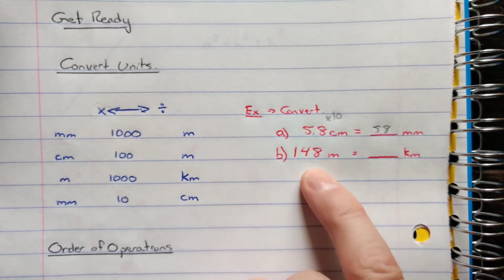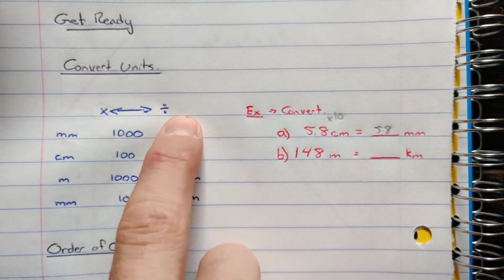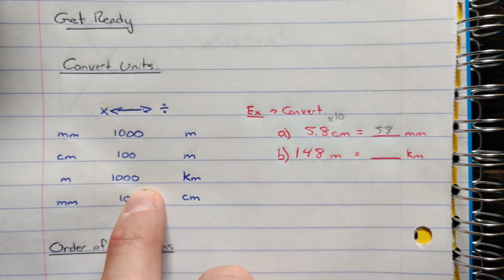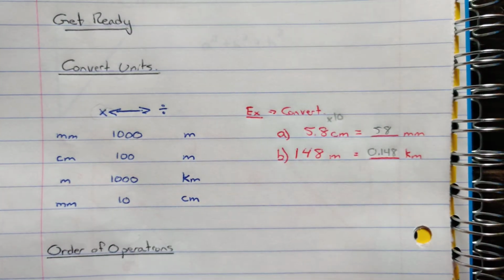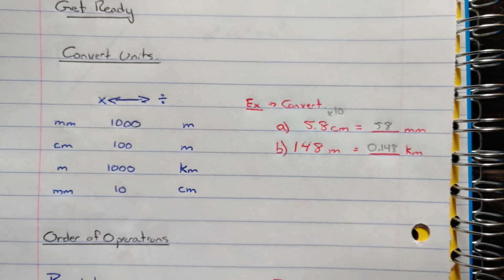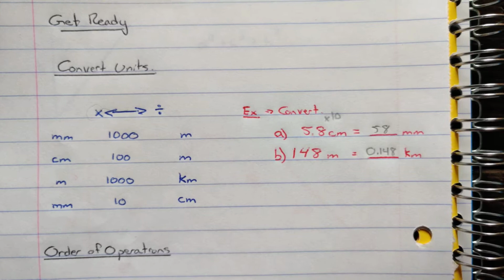And in the next case, we're going from 148 meters to kilometers. So we're going this way, divide, going this way, divide by 1,000. When we divide 148 by 1,000, we get 0.148 kilometers. So that's all you're doing for unit conversions. Just make sure you pick the right directions for multiplication and division, and then the right actual conversion number.